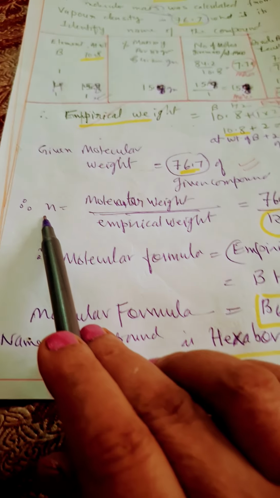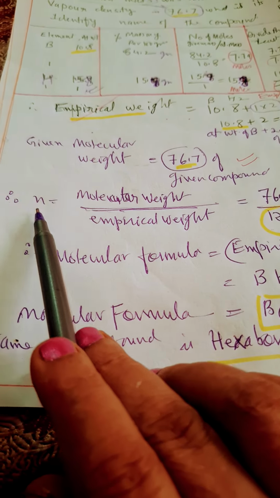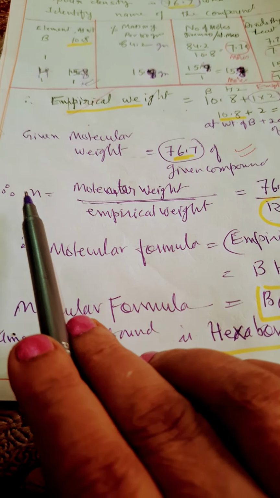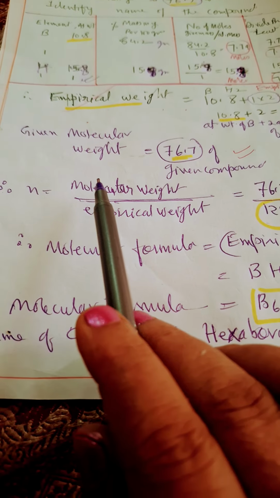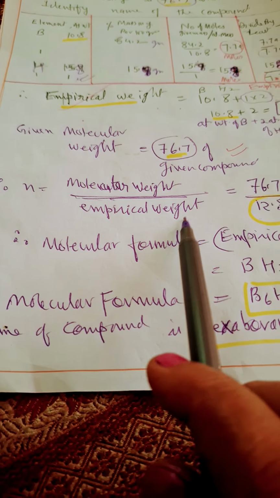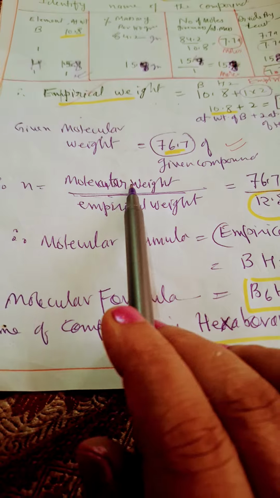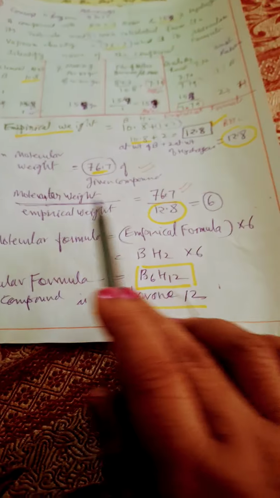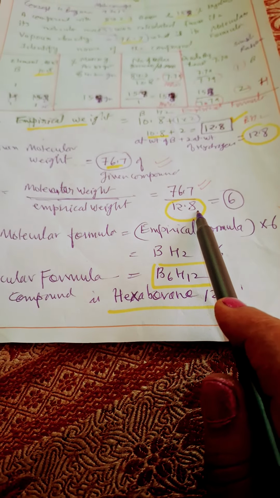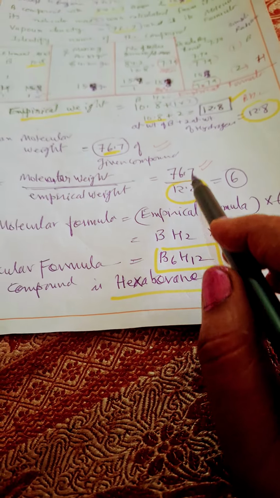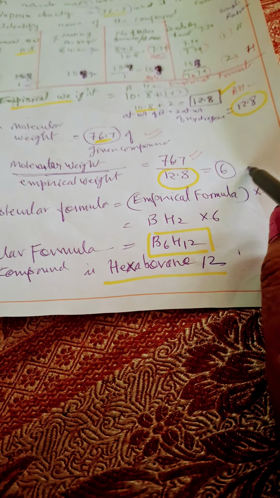We have to calculate N. So what is N? N is the number which decides the molecular formula, and its value is coming from molecular weight divided by empirical weight. So by this division we will find out number of N. So 76.7 divided by 12.8, means molecular weight divided by empirical weight, we will get answer 6.